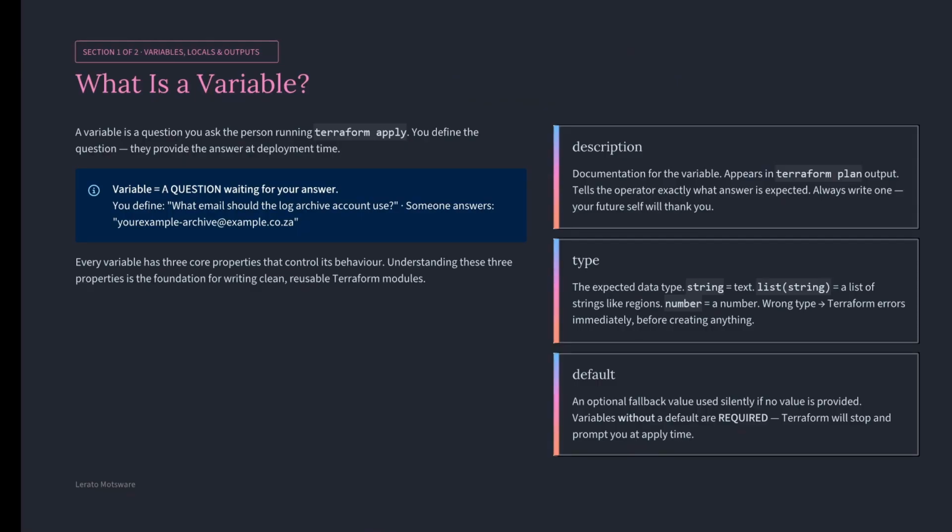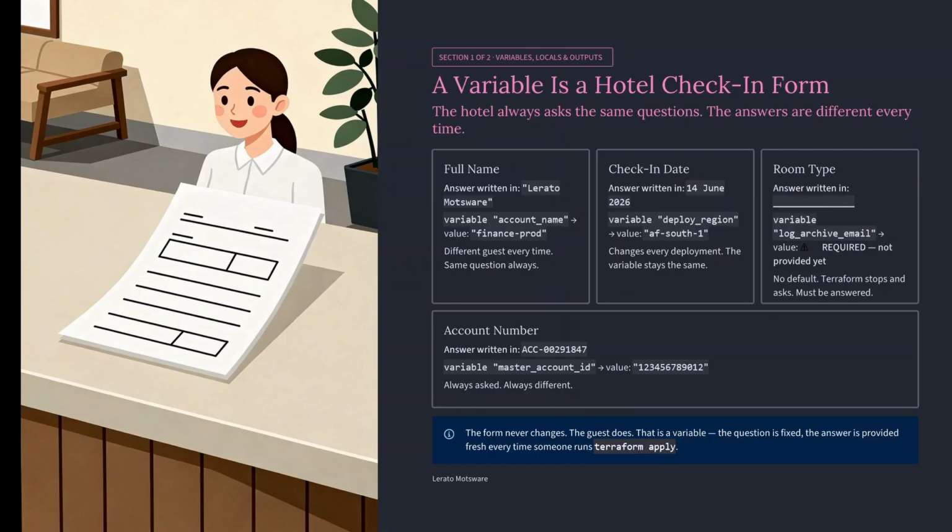What is a variable? A variable is a question you ask the person running terraform apply. You define the question. They provide the answer. Think of it like a hotel check-in form. The hotel always asks the same questions: name, arrival date, room preference. The questions never change. The answers are different every time. Variable equals question waiting for your answer.